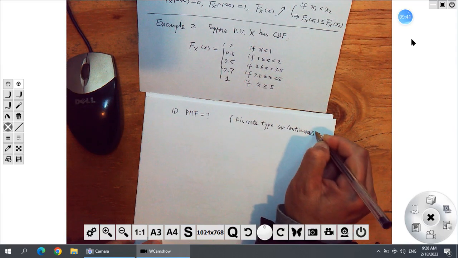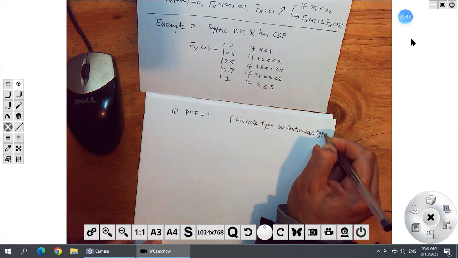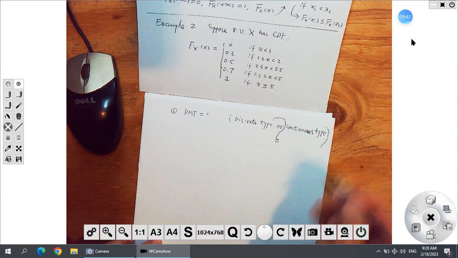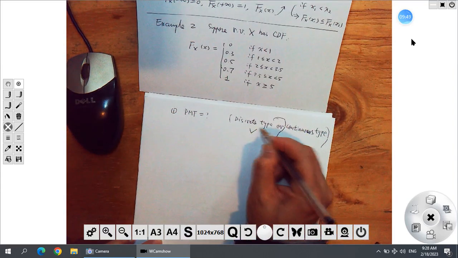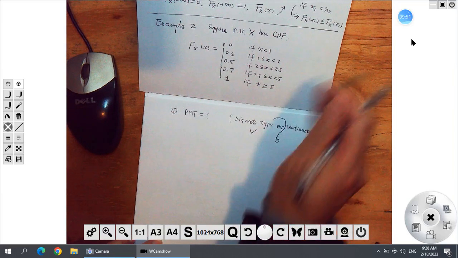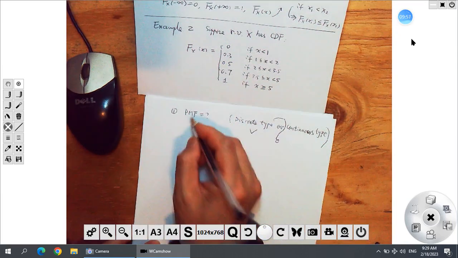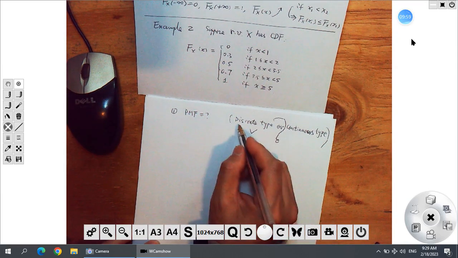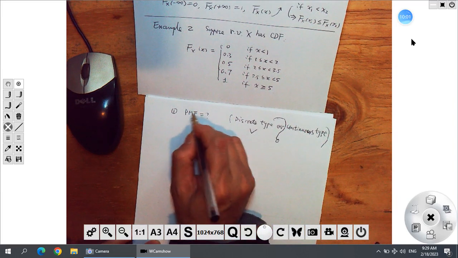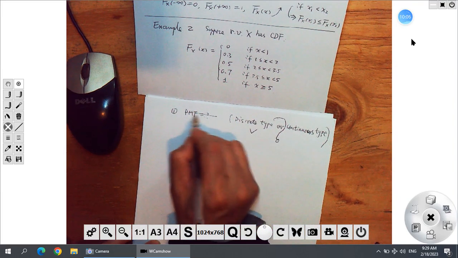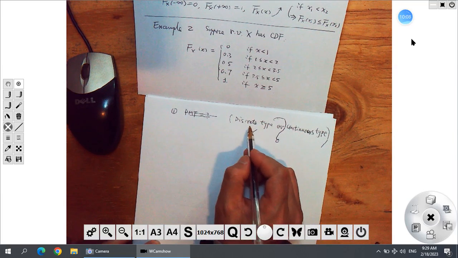Continuous type. Which one? I will say this one. It's a discrete. Why? You look at here. Okay, yeah, we need to do some research before we can find this. We need to study it. Okay, so before I give this question, I need to ask which type it is.